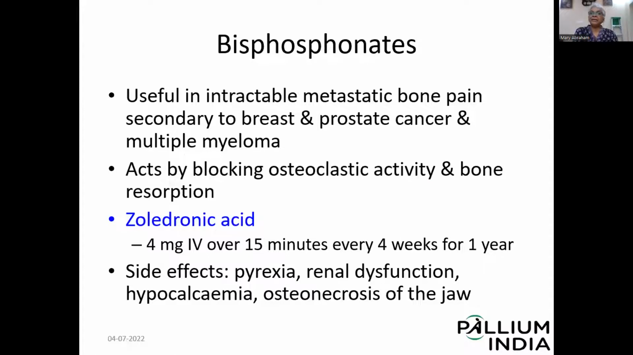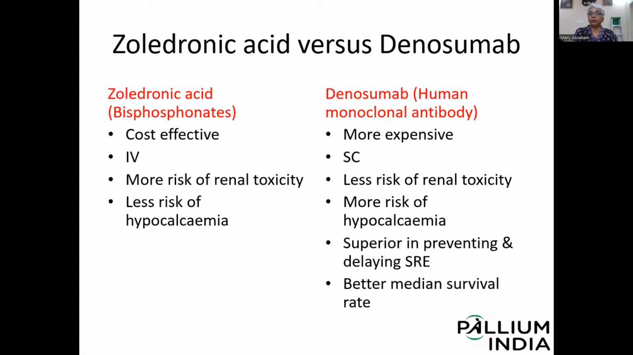Now, bisphosphonates act by blocking the osteoclastic activity and bone resorption. Zoledronic acid is the one commonly used. You give a dose of 4 mg IV over 15 minutes every 4 weeks for 1 year. But it has side effects like pyrexia, renal dysfunction, hypocalcemia, and sometimes even osteonecrosis of the jaw.